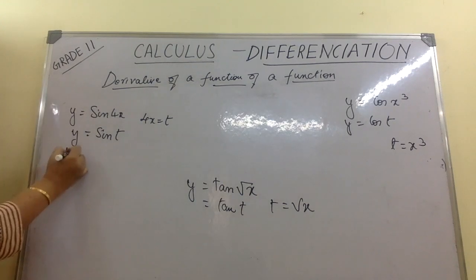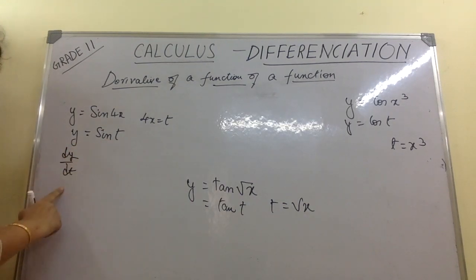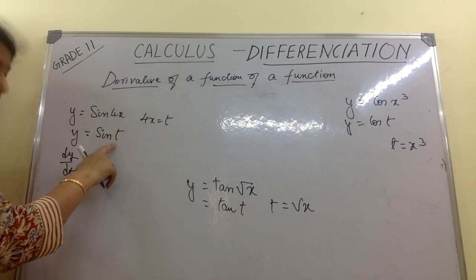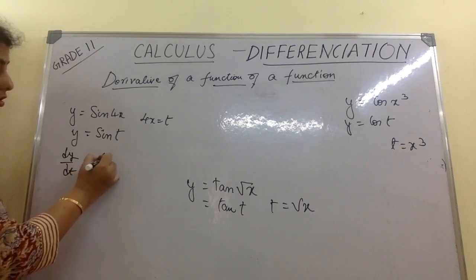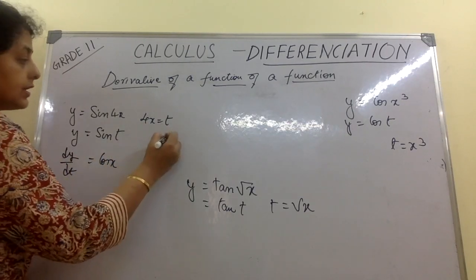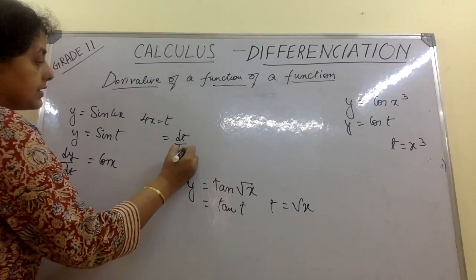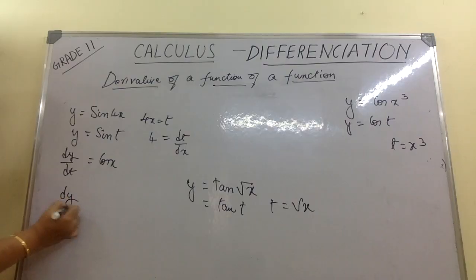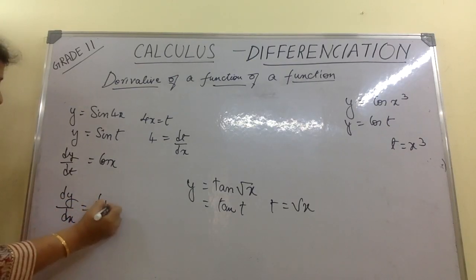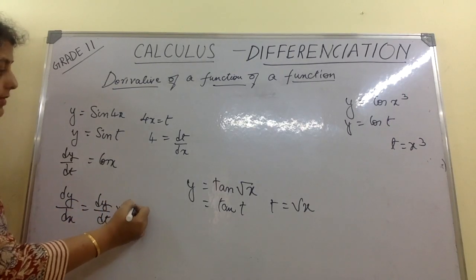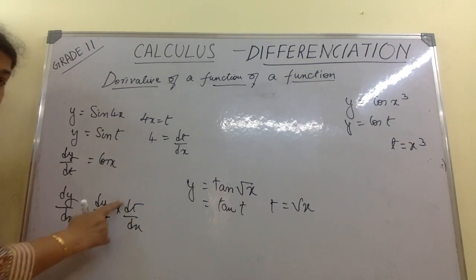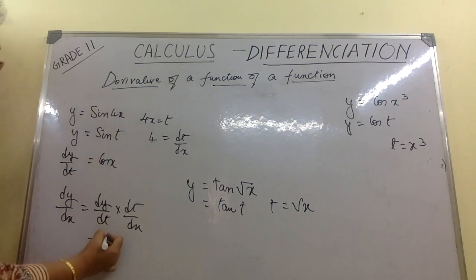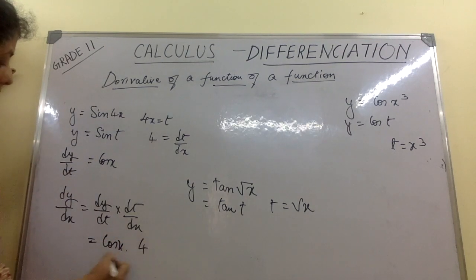Okay, now dy by dt, we can't write dx anymore. We are working with this, t is the variable now. So dy by dt is cos t. Now here can I write dt by dx is 4. Finally I want dy by dx, which is dy by dt into dt by dx. Now see, the dt's cancel, and you have to see that it becomes dy by dx.